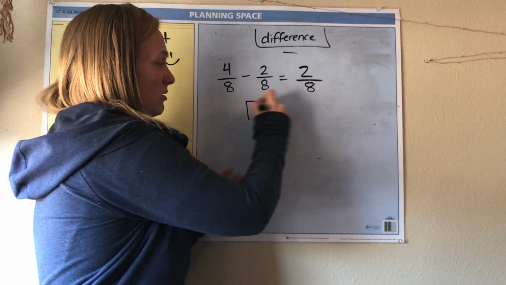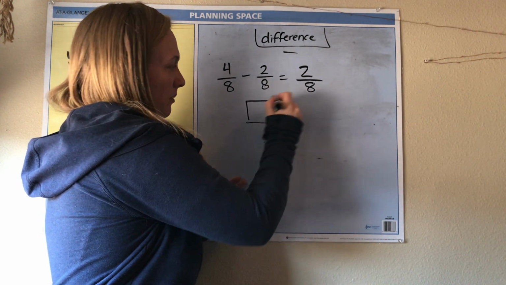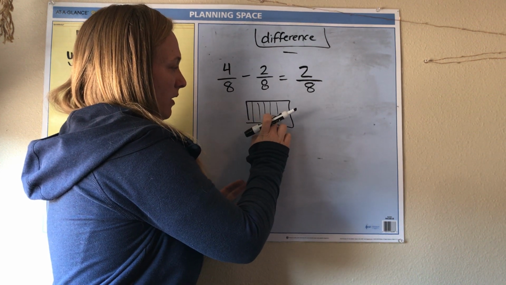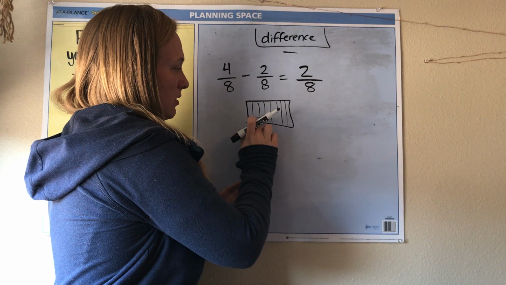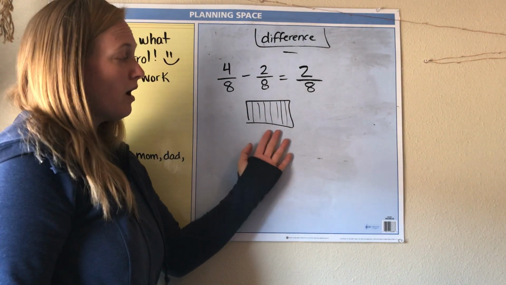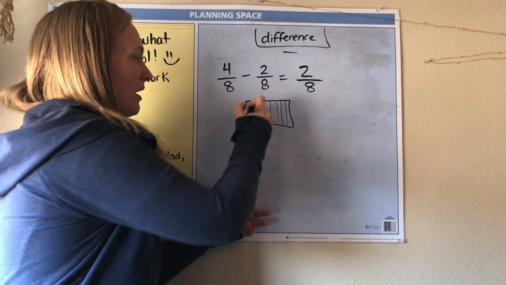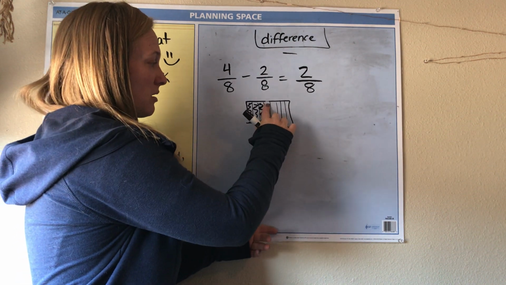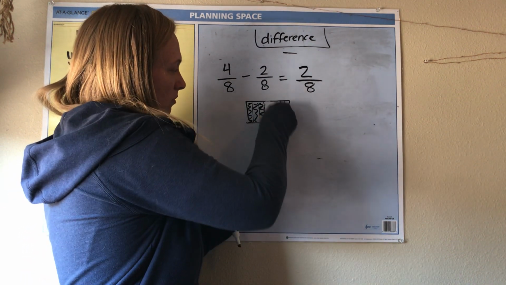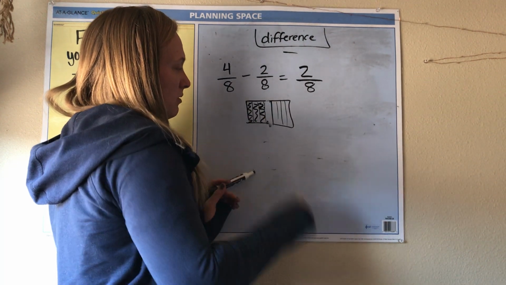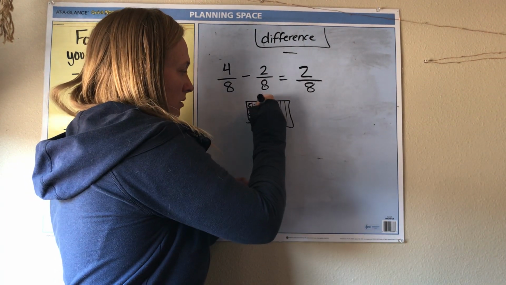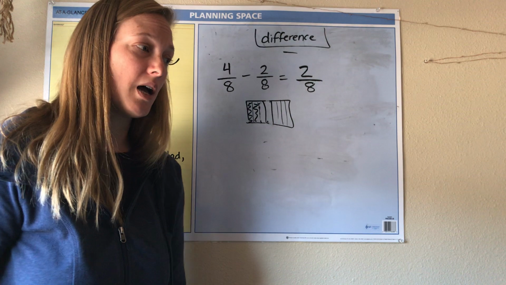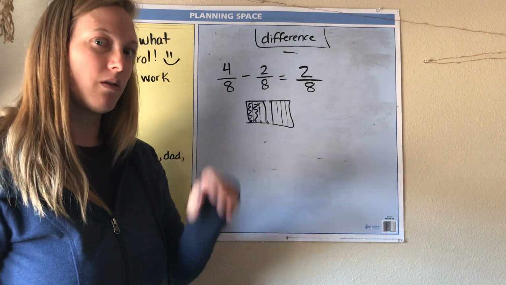2/8. I can show this drawing a picture. 4/8. Oh, I might need a bigger box. 1, 2, 3, 4, 5, 6, 7, 8. Okay. I have a box showing 8ths. I am drawing in 1, 2, 3, 4. I'm taking away 2 8ths. 1, 2. That means I have 2 8ths left over. Just another way to show some work, even though this is really easy math work, right?